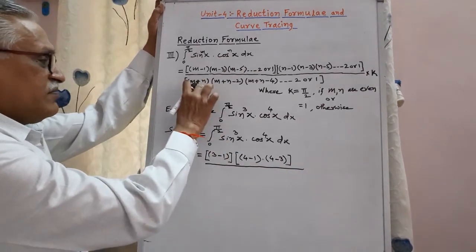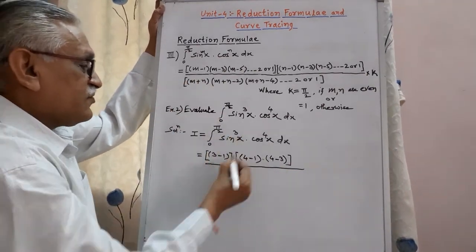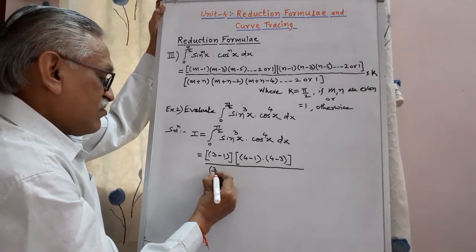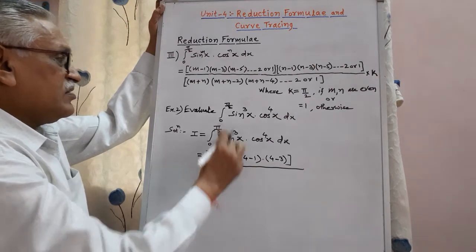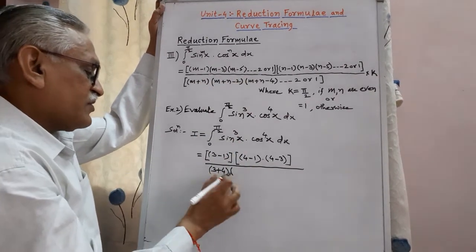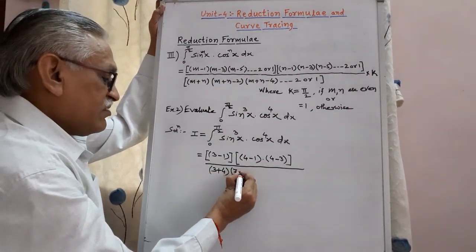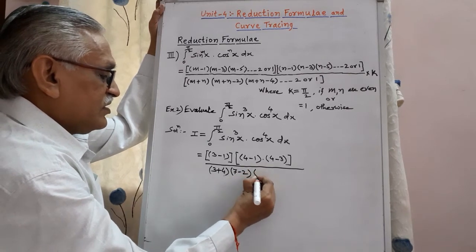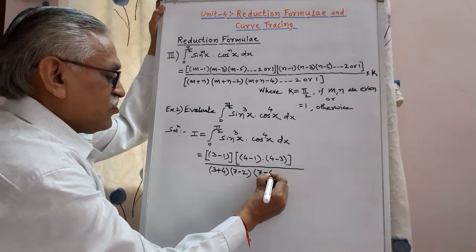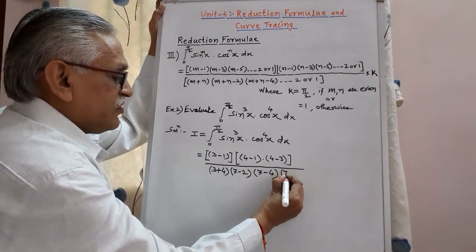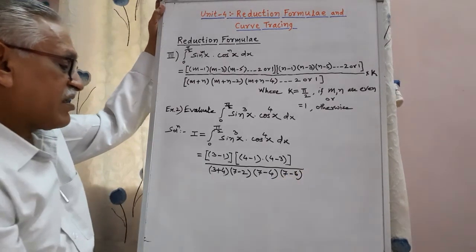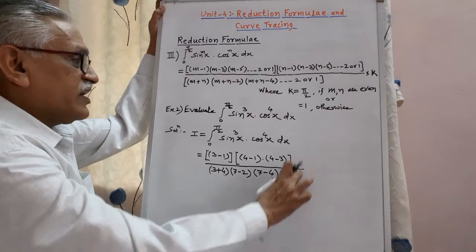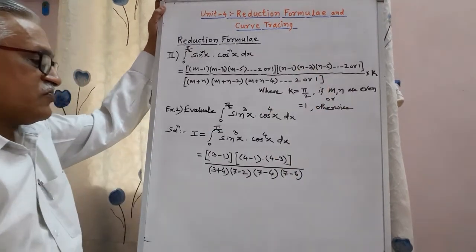Divided by the first term m plus n, 3 plus 4. Next is m plus n minus 2. 3 plus 4 we get 7. 7 minus 2, then 7 minus 4, then 7 minus 6. Okay, 7 minus 6 we get 1. The last term is 1. Stop here.